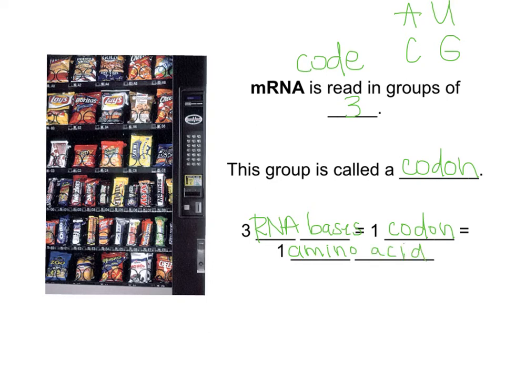Codes for 1 amino acid. So it's like a code, okay? Our code is 3 of our RNA bases, and it gives us a codon, and that codon tells us what amino acid we need, okay? So for every 3 bases, we get 1 amino acid, and we just call that 3 bases a codon.